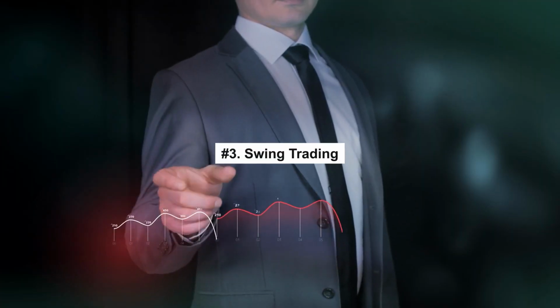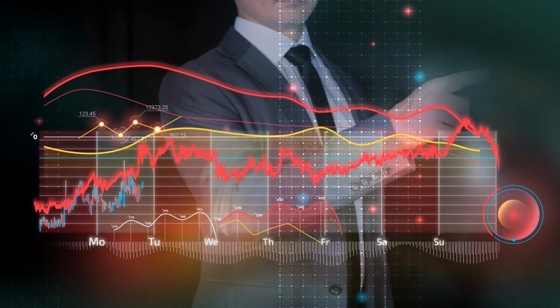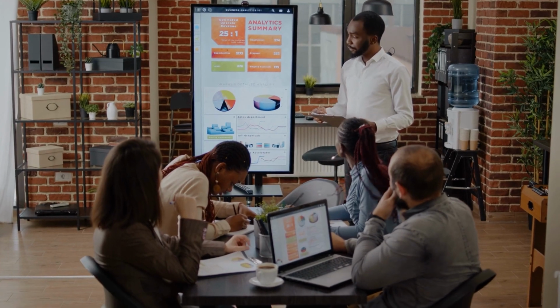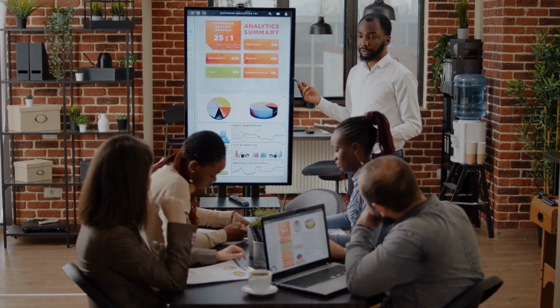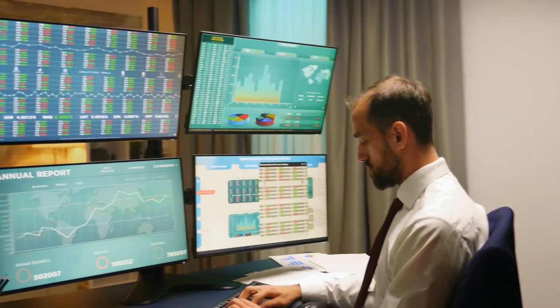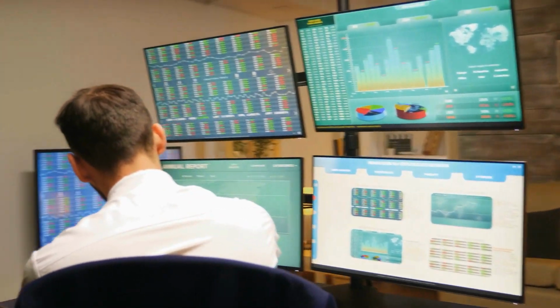Number 3. Swing trading. Swing trades are trades that seek to take advantage of sizable swings in stocks or other instruments, like currencies or commodities. They can take anywhere from a few days to a few weeks to work out, unlike day trades, which are seldom left open overnight. The attributes of ETFs that make them suitable for swing trading are their diversification and tight bid spreads.